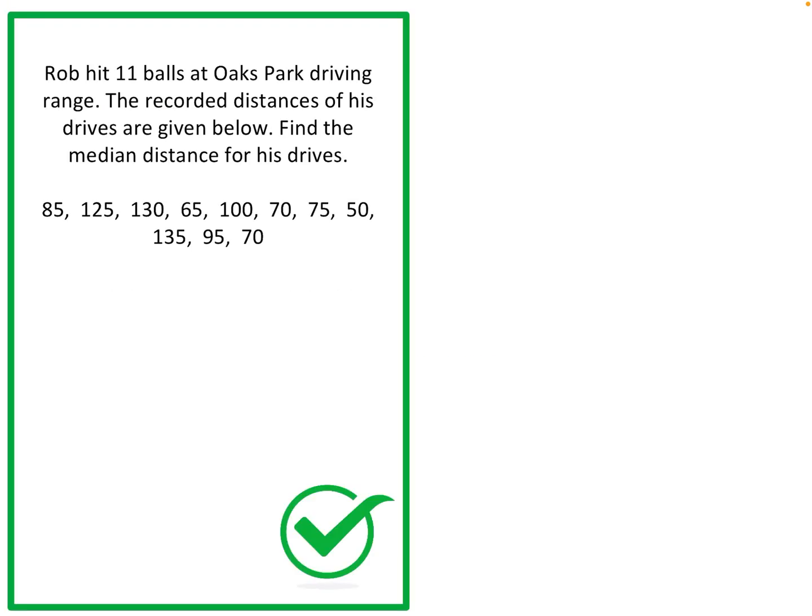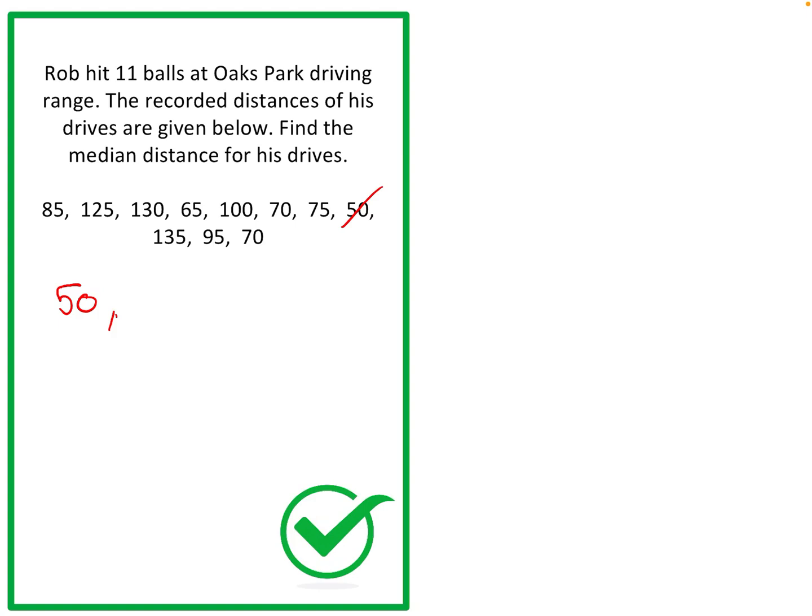So, here's an example. Rob hit 11 balls at Oaks Park's driving range. The recorded distances of his drives are given below. Find the median distance for his drives. So what I'm going to do is write these in order from smallest to largest. So look very closely at your data. What is the smallest that I've got? The smallest is 50.